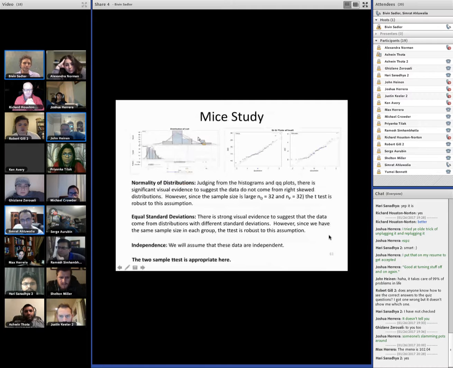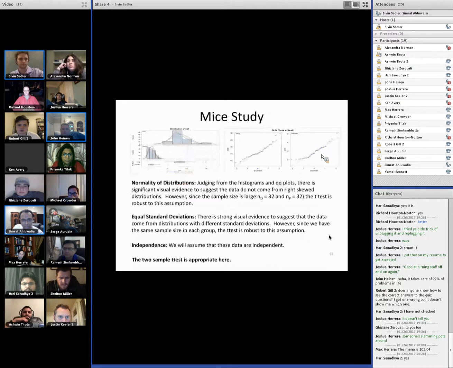Now the next question would be, here's my sample size right here, 32 and 32. So what do you think? Don't read that equal standard deviation sentence there. Do you think I'm robust to the equal standard deviation assumption? Yes, I say so, because the sample sizes are the same. Exactly, great. We know we're robust in that situation.